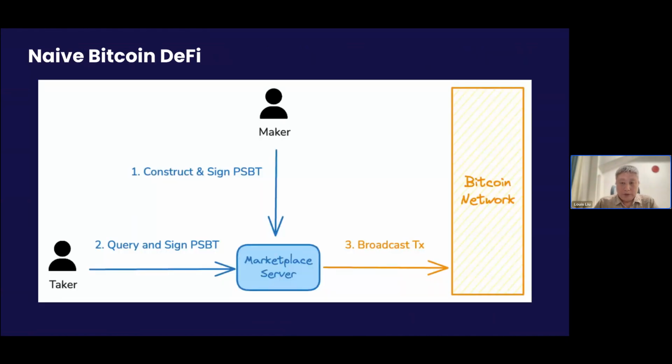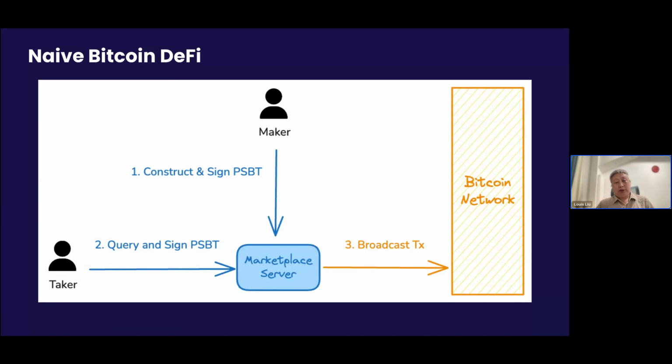Before this modern Bitcoin execution layer, we had what I would say is naive Bitcoin DeFi, such as the Magic Eden marketplace. It leverages PSBT, and the transaction takes two steps. The first step is the maker constructs the PSBT and signs his input. Essentially, it will include one input.